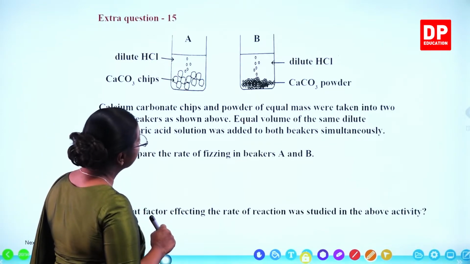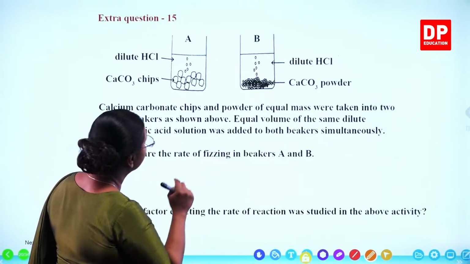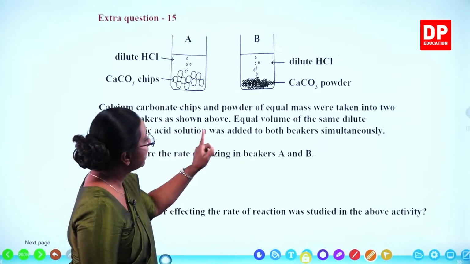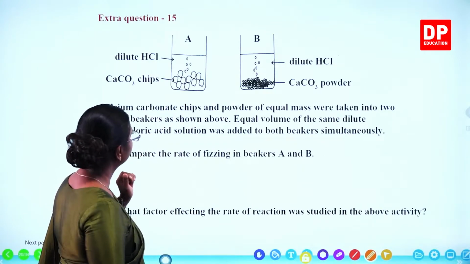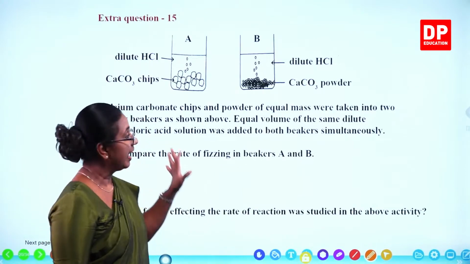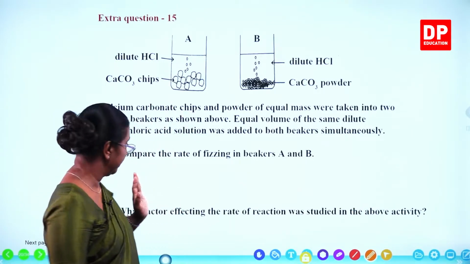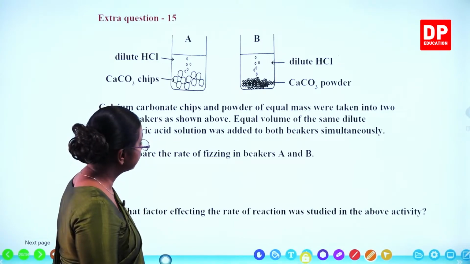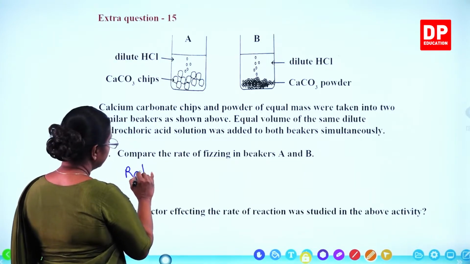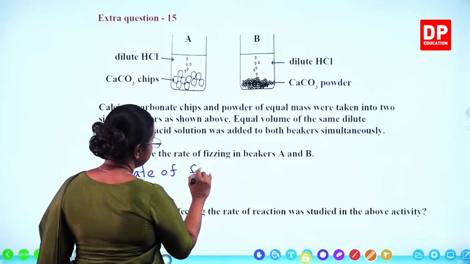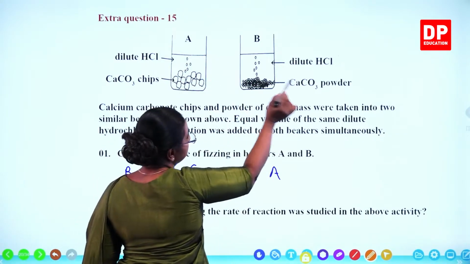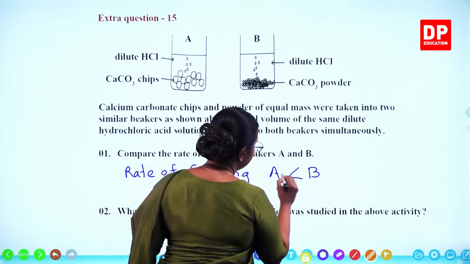Calcium carbonate chips and powder of equal mass were taken into two similar beakers as shown above. Equal volume of the same dilute hydrochloric acid solution was added to both beakers simultaneously, and they would have observed the rate of fizzing. Compare the rate of fizzing in beakers A and B. A is chips, B is powder. So, B will be greater.